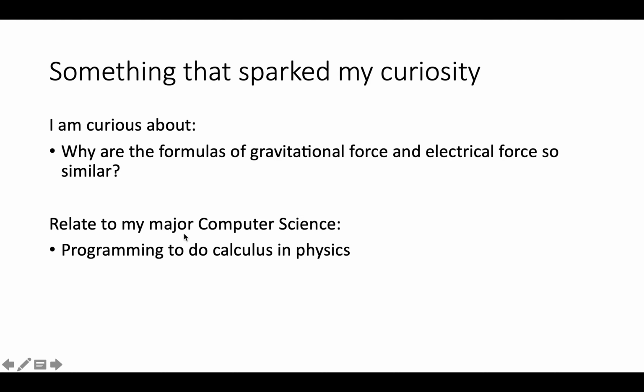We did programming to do calculus in physics. We take delta t really small and do a while loop to input the velocity and output the final velocity. The only difference is that in a computer program, we cannot take the delta t infinitely small. And I think that is the one difference between the real calculus and the computer program.